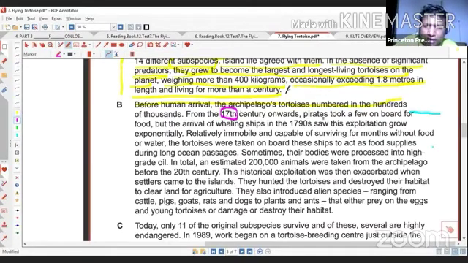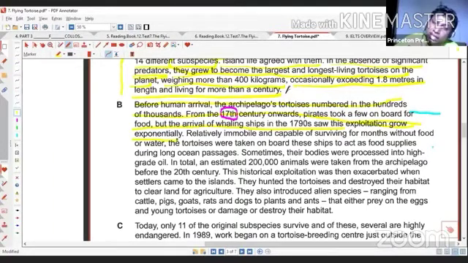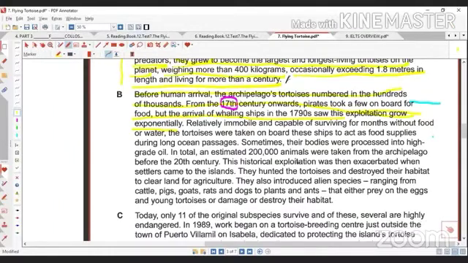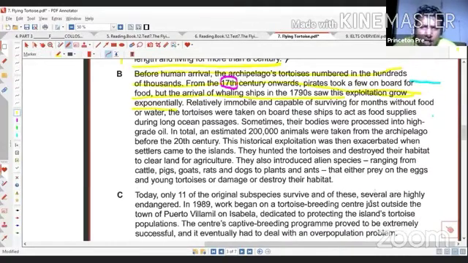Let's read it. Human arrival in numbers of thousands. From the 17th century onwards, pirates took a few on board, but the arrival of whaling ships in the 17th century saw the exploitation. I think that is also important. Okay. For that answer, we don't have to remember, because as long as you can find the beginning, you'll find the later. So, what are the ideas we are getting? Before human arrival, the archipelago tortoises numbered in the hundreds of thousands. From the 17th century onwards, pirates took a few on board for food, but the arrival of whaling ships. What could be the idea of the whole paragraph? Can you guess it? Before human arrival, there were hundreds of thousands of them. So they're talking about what? You see, they're being killed. Relatively immobile and capable of surviving for months without food.